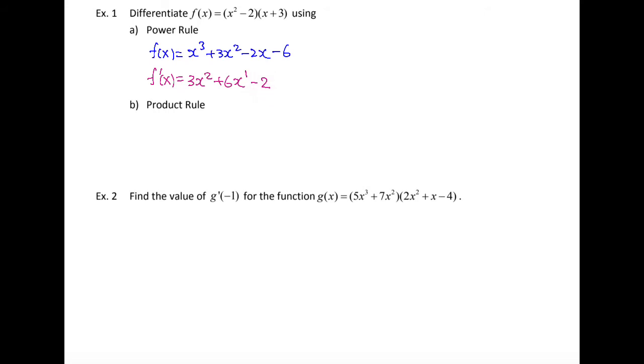The next term, negative 6, is a constant, so the differentiation is 0. So we don't need to write this. Therefore, your differentiation will be 3x squared plus 6x minus 2.